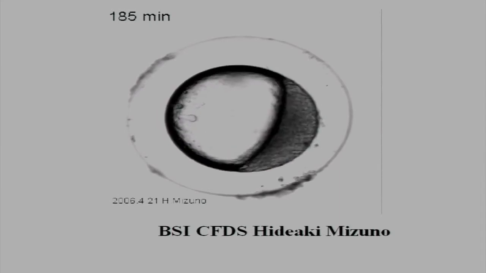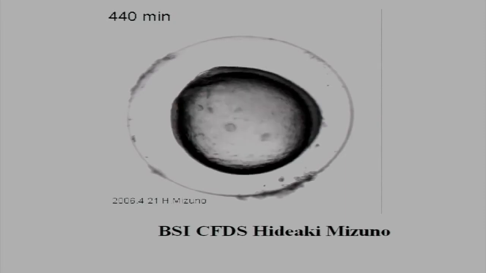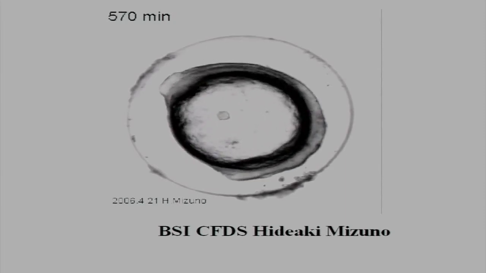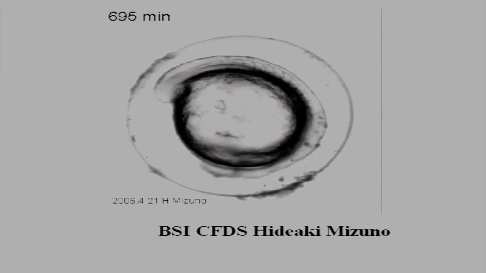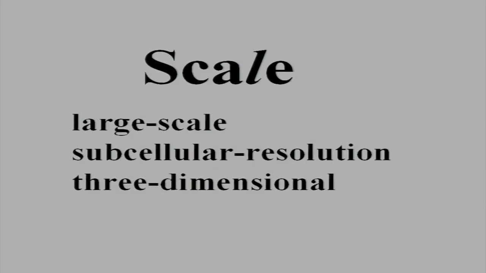So let me stress again, zebrafish is a very good experimental animal because it is transparent. I wish mammalian animals were transparent like fish, but they are turbid. So finally, I'd like to tell you about our recent technology, the Scale technique, which enables large-scale and subcellular resolution and three-dimensional reconstruction of biological structures.